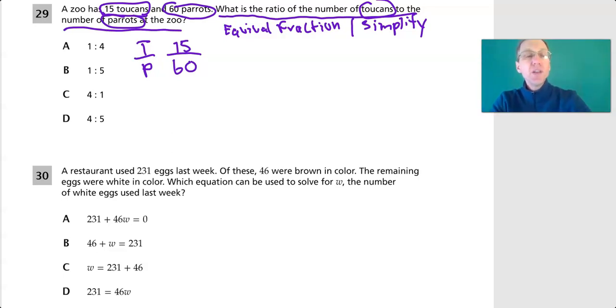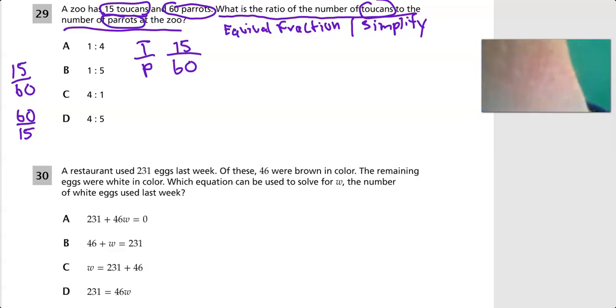So in this case, they're saying the ratio of toucans to parrots is this. They could just as easily have said, what's the ratio of parrots to toucans, and done this. You're going to treat it differently than you would a fraction, because it is a relationship between those two things. It's not about whole and parts. That's what a fraction is. All right, so let's take a look at this problem.